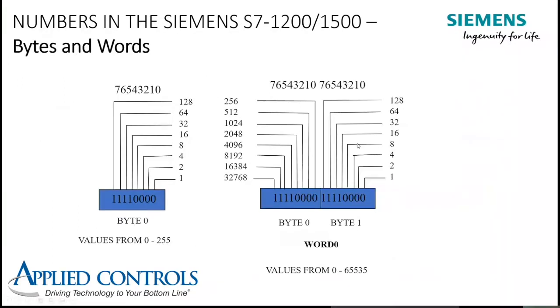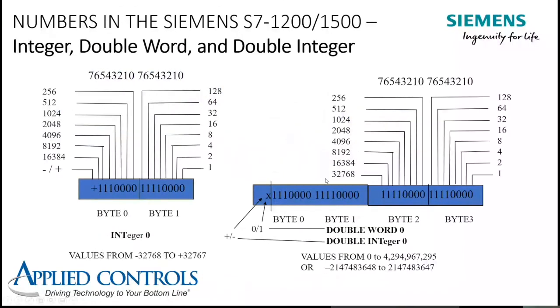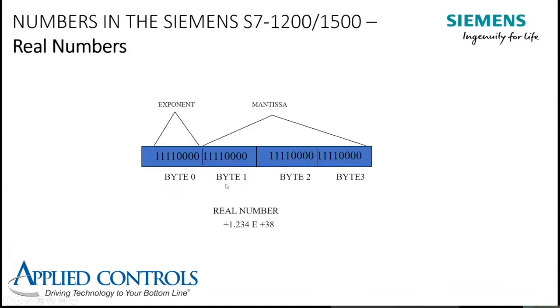Thank you. So like I was saying, with the double word and integer, essentially you have another 2 bytes of information, so that value range increases. You'll see here for a double word up to 4,294,000,000, so on and so forth. And then for double integer, it's bipolar, so it has the negative range and the positive range.